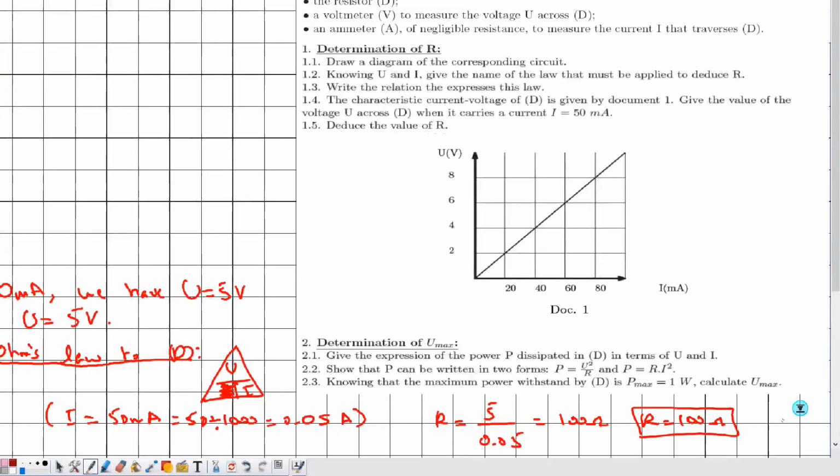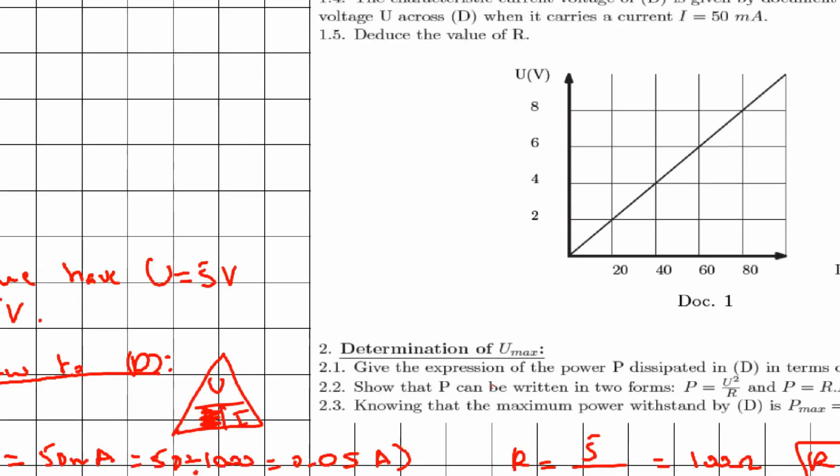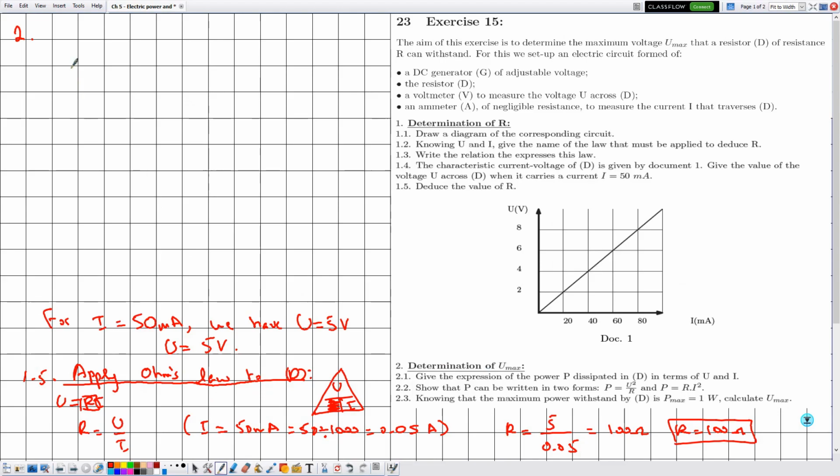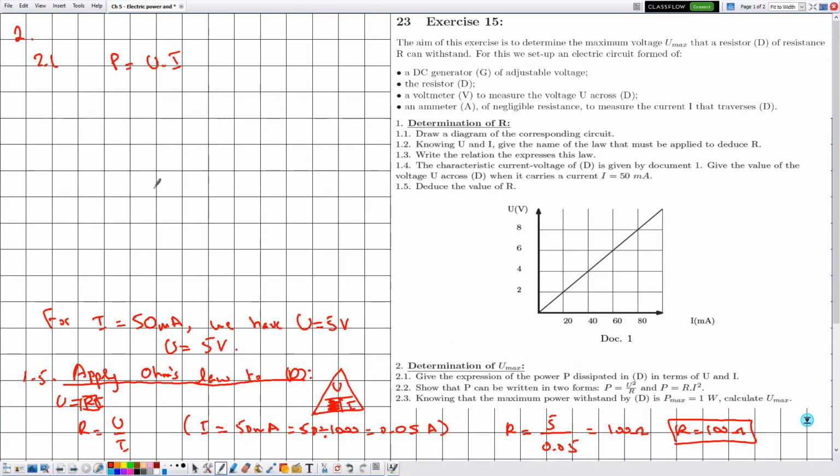Now in number 2 they are telling me determination of U max. In 2.1 give the expression of the power P dissipated in D in terms of U and I, and by the expression they mean the relation or the equation, which is simply given by P is equal to U times I. Notice that here determination of U max is a title and not a part of the exercise.